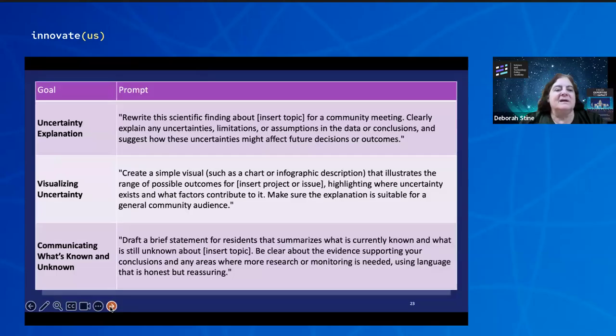So here are again some prompts. One is explaining the uncertainty, how you do that, visualizing the uncertainty, and communicating what's known and what's unknown. I think this last one is particularly important. You really say, okay, this is what we know. This is where we have some sort of quantitative data. But oftentimes in the public policy world, we don't know. We don't have all the data, particularly perfect data.